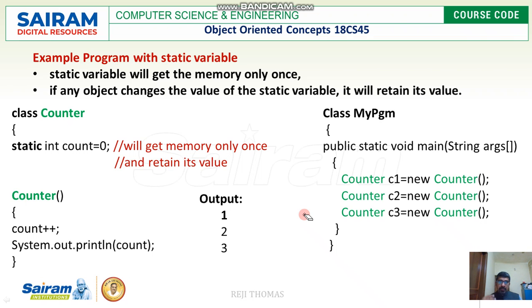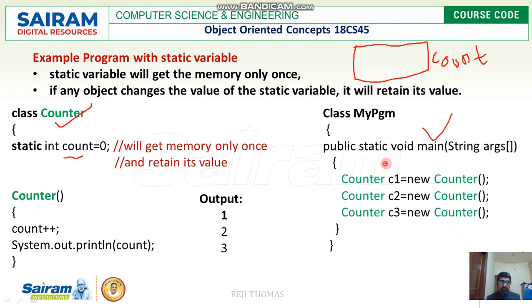repeat again. A static variable will get memory only once. So what is our static variable? Our static variable is the count. So count is going to take 4 bytes. So let us say this is the count. Count is not a normal variable; it's a static variable. And this is my class, and this is the class where I've got my main method.